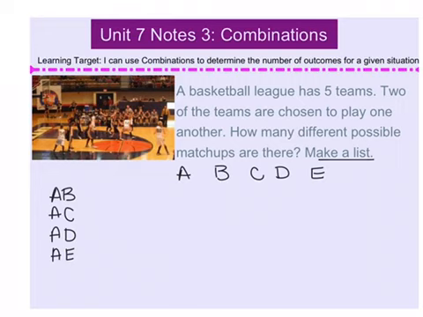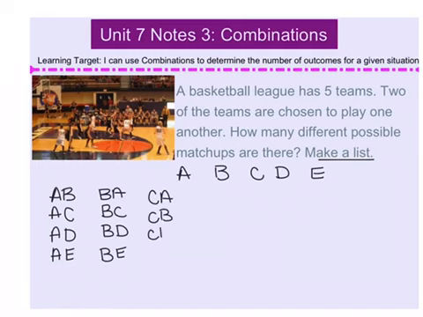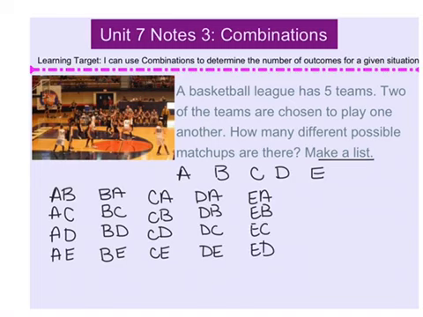I'm going to go ahead and look then. I know that B can play A, B can play C, B can play D, or B can play E. Moving on to C being the matchups. Matchups with C are C and A, C and B, C and D, C and E. And then you're going to see the same thing for D, D and A, D and B, D and C. D can't play D, so I have D and E. And then for E, we have E and A, E and B, E and C, and E and D.